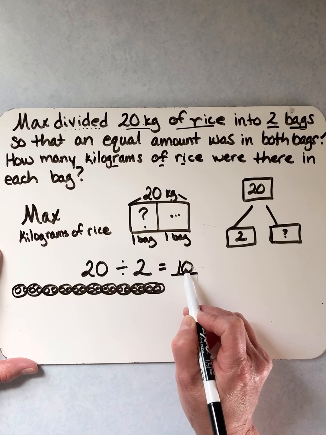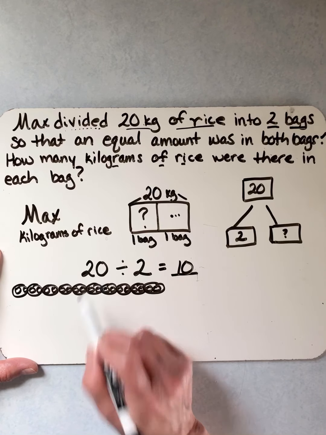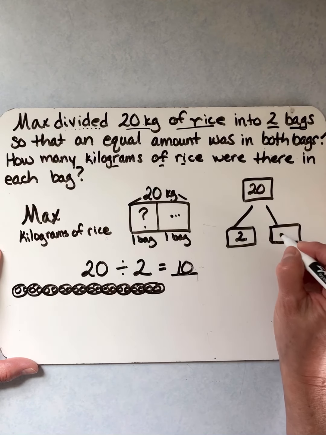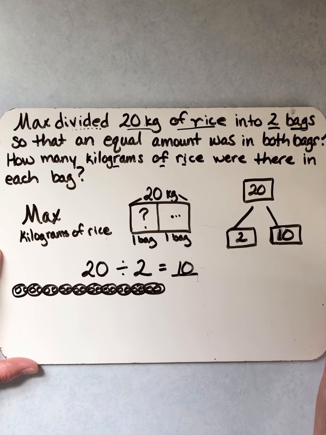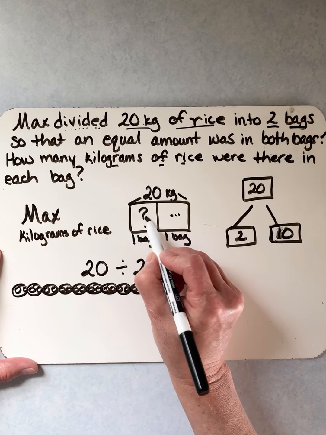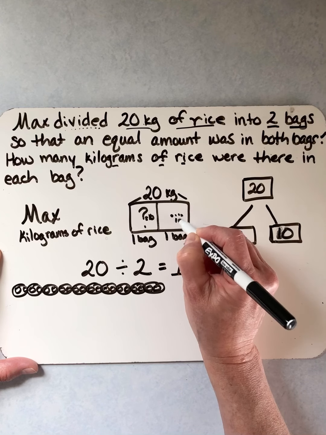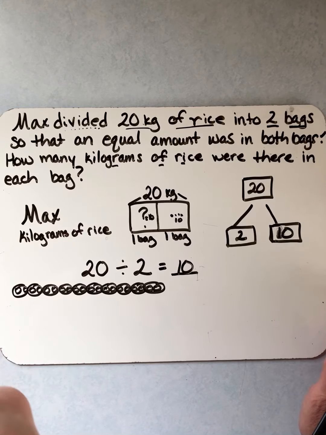Let's check ourselves. What's the product of 10 times 2? It's 20. Very good. So we know that the answer is 10. And you can put a little equal sign here as 10. 10 in that bag, 10 in that bag. We're not finished yet. We have to answer the question in a complete sentence.